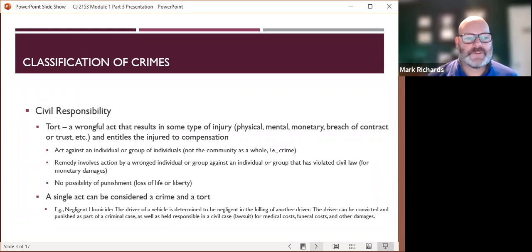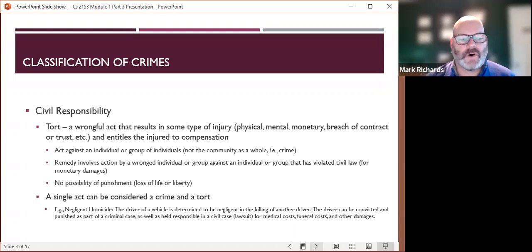Under civil responsibility, the violation is known as a tort. This is a wrongful act that results in some type of injury, whether physical, mental, monetary, a breach of contract, or a breach of trust. And this entitles the injured to compensation. This is an act against an individual or group of individuals. It's not the community as a whole, so it's not considered a crime.